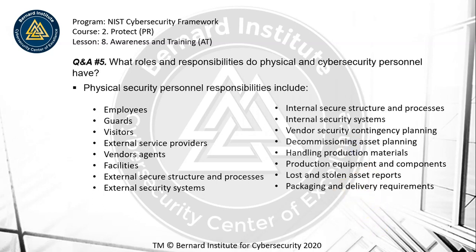Internal structure, processes, and internal security systems are what the cybersecurity people are responsible for. They're also responsible for contingency planning, decommissioning of assets, handling of product and materials, production equipment, components, lost or stolen assets, packaging and delivery requirements. And some of these may also be transferred over to physical security. So there's a number of things cybersecurity and physical security do. They work together very closely. Cybersecurity, of course, is going to be more focused on the logical aspects: where the data is, what the processes are, what the controls are. But there's definitely an overlap with physical security, because so many breaches are now happening through vulnerabilities in what we call the Internet of Things.